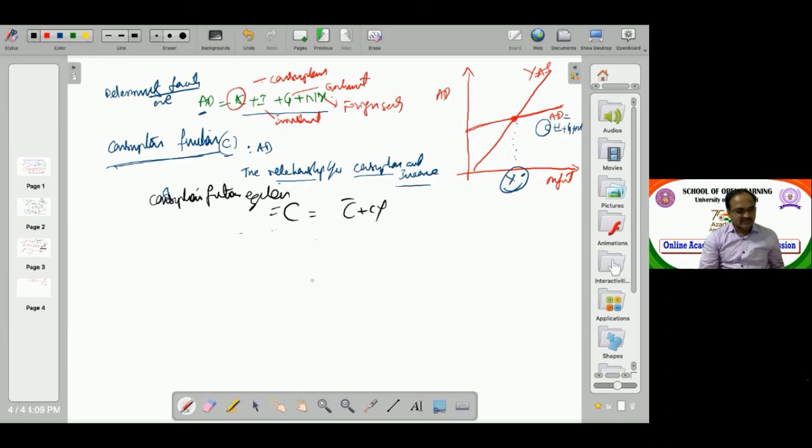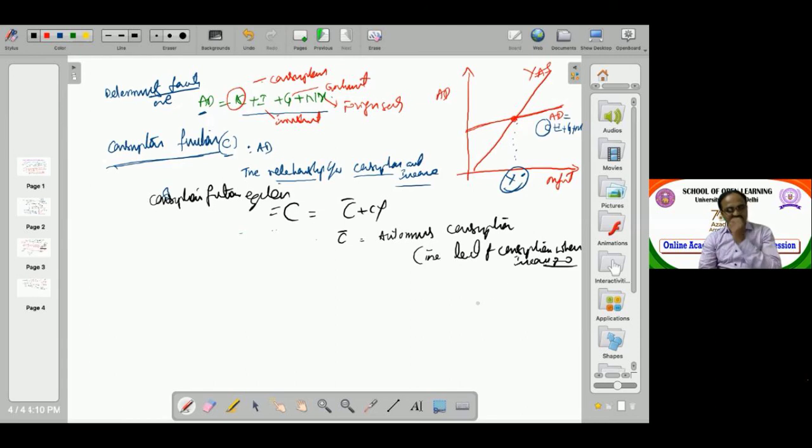Here the C intercept represents the level of consumption when income is zero. This C is the autonomous consumption, you can say. What is the autonomous consumption? It represents the level of consumption when income is zero.